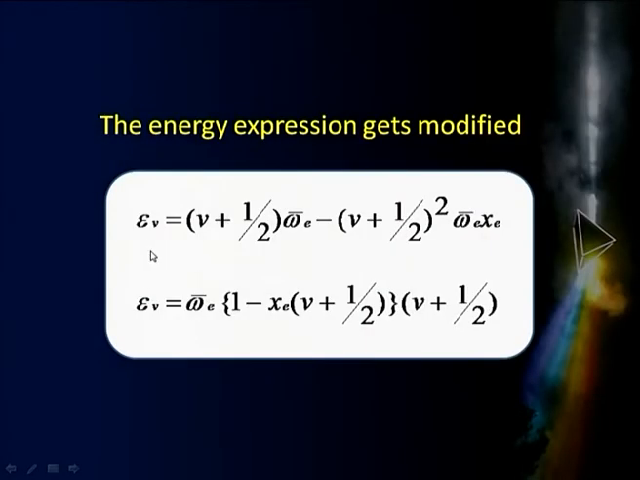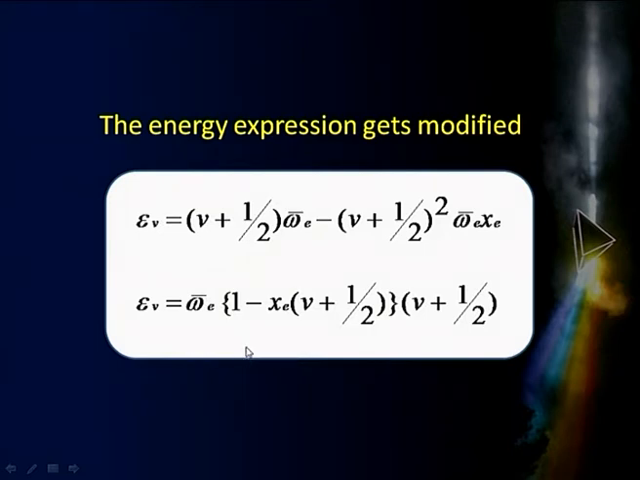So what we have now is E v equal to (v plus half) omega e minus (v plus half) squared omega e x e. This omega e is the equilibrium oscillation frequency and x e happens to be the anharmonicity constant. That is a kind of correction term which comes in over there. If I simplify it here, I get omega e and then 1 minus x e and so on and so forth. That is the kind of expression I get, in contrast to what we had in the case of our harmonic oscillator.